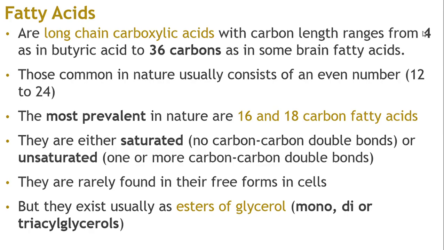Most of these fatty acids are found in the brain tissues and also the neurons of the myelin sheath of nerve cells. Now, those that are common in nature exist in even numbers, and these usually range from 12 to 24. The most prevalent in nature are the 16 and 18 carbon fatty acids. These are the most common fatty acids that you find in nature. This means they contain 16 and 18 carbons in their chain.